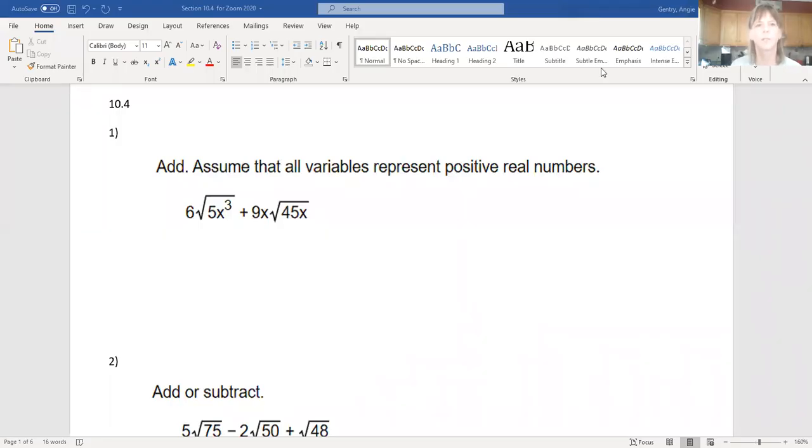Yes, hello. I'm going to work on 10.4 now. I think I'm sharing the screen. I hope you can see this.